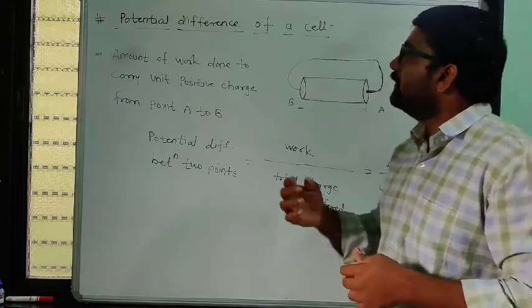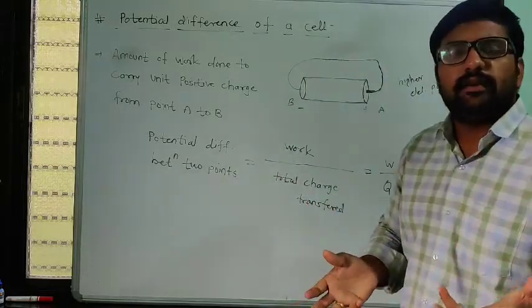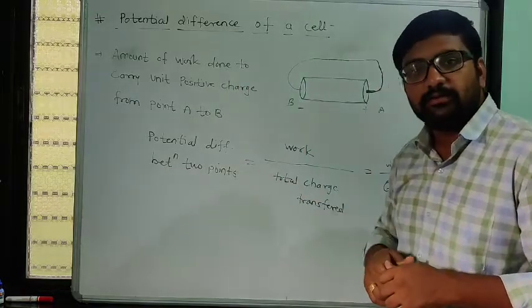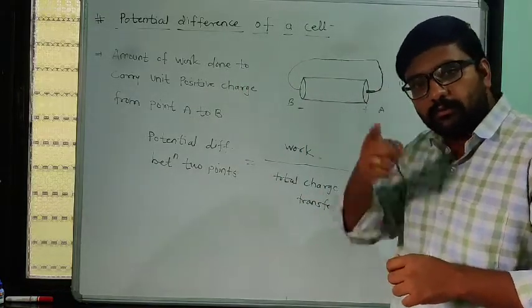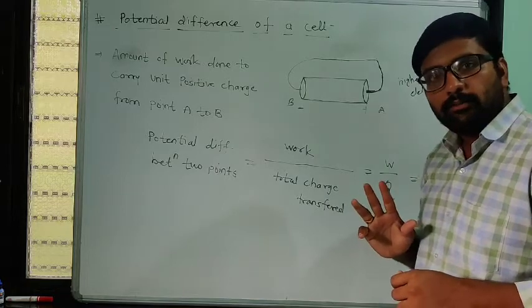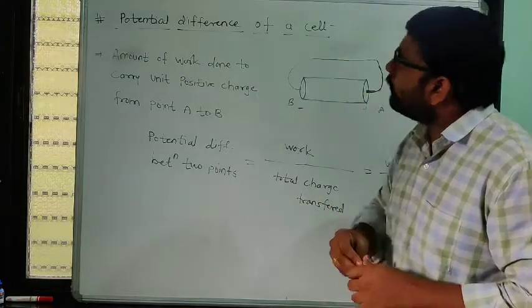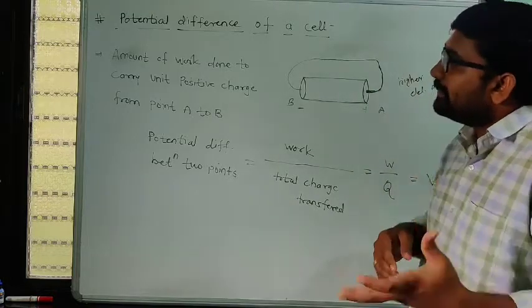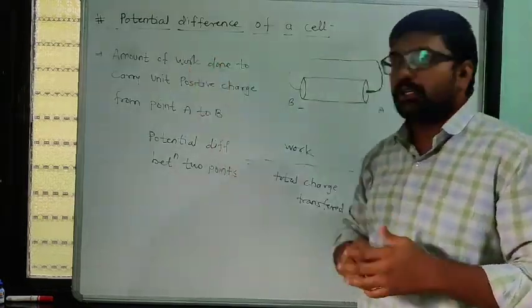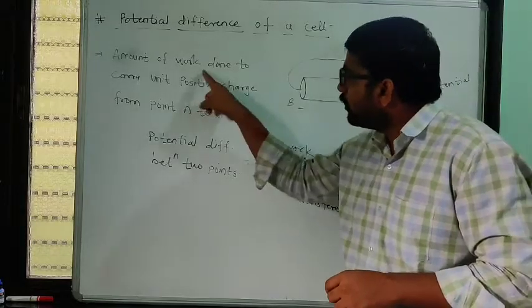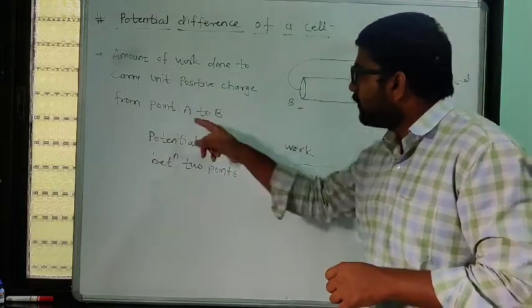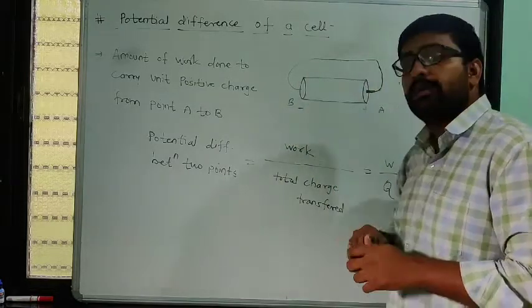So we can say that because of potential difference, charges can flow from one point to another point. The role of potential difference is to move charges. Simply, we can define potential difference as the amount of work done to carry a unit positive charge from point A to B.